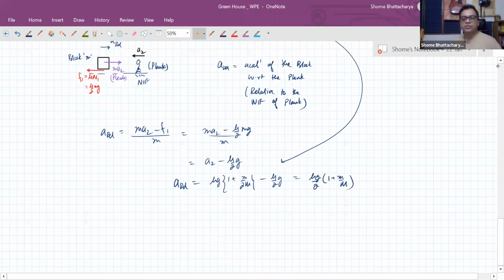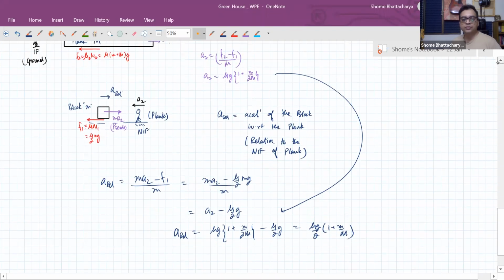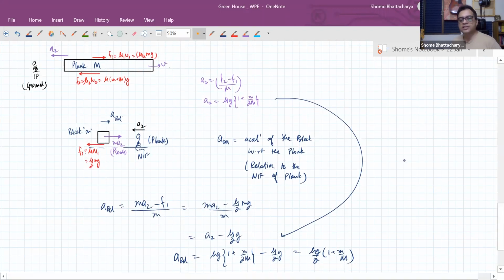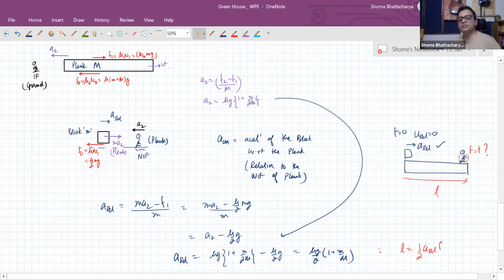Okay. And now also you can see that in that frame, the initial velocity is 0, because in the ground frame, they both had the same velocity. No? So again, with respect to the guy standing on the plank, at t equal to 0, its u relative is 0, it's starting from rest, but it has an A relative, which is this value. Okay. So it will reach here at some time t, which we can calculate. So L equals half A relative t square, and from that you get the same value. Okay. So Didi, hope both these methods are clear to you.